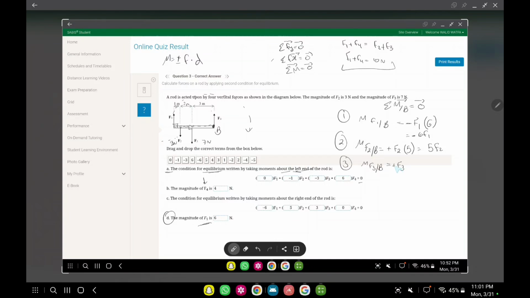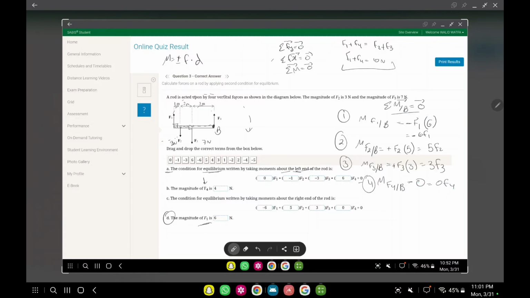The force F3, since I told you we're going to write it first in terms of forces, then substitute. Force F3 times the distance, 3 meters. So it's going to be 3 F3. Lastly, the moment of F4 around B, which is just going to be 0. So we could just say 0 F4.